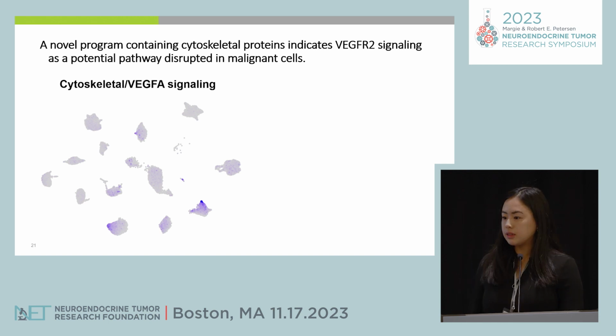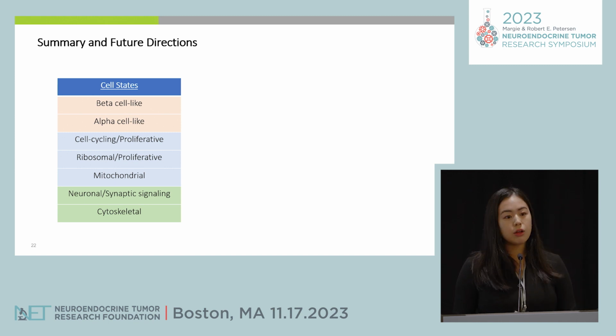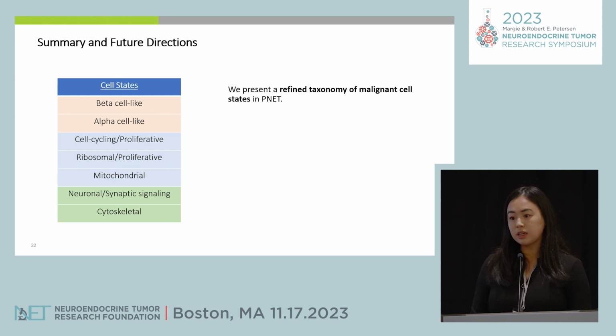And then the last novel program we identified contained a lot of cytoskeletal genes, so including a lot of actin-binding genes like myosins, tropomyosins. But another significant term for this program was VEGF-A signaling, which is interesting considering that a lot of the current therapies are targeting this pathway. So overall, we're presenting a refined taxonomy of malignant cell states in PNET, with 2 representing previously identified signatures, alpha and beta cell-like, 3 that are typical that we see of most malignant cells, and 2 novel programs.